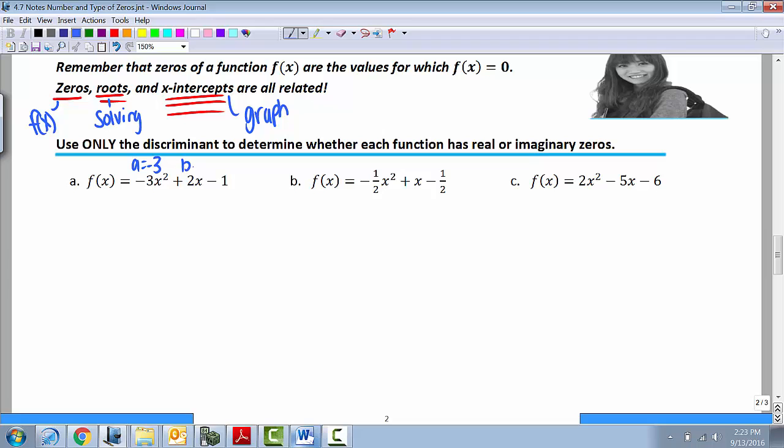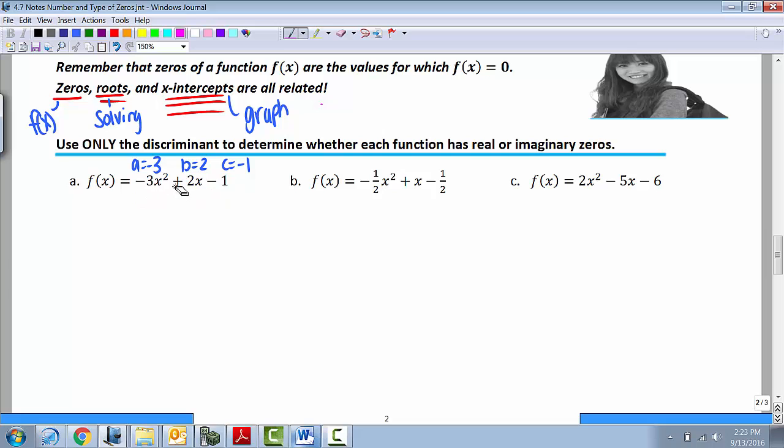What's your b? 2. And your c? Negative 1. That is crucial in these problems. If you do not put the negative in there, you're going to get a different answer and the whole problem's wrong. Make sure that you really, really, if you want to even highlight or underline, the sign always goes with the number in back of it. So the negative goes with the 3, the positive goes with the 2, the negative goes with the 1. That's huge.